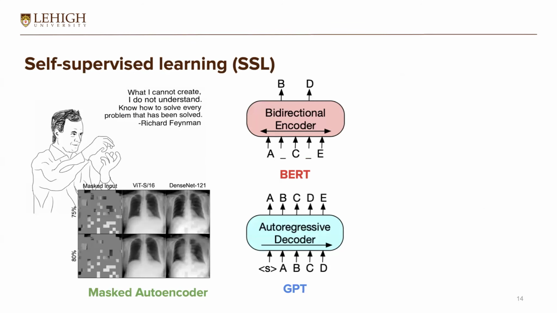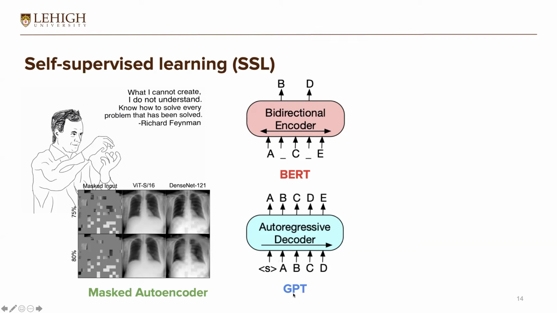In self-supervised learning, in general, we have two structures. One is BERT, right? BERT is a bidirectional autoencoder. For example, the original sentence is A, B, C, D, E. Then we randomly mask some tokens and predict these randomly masked tokens.